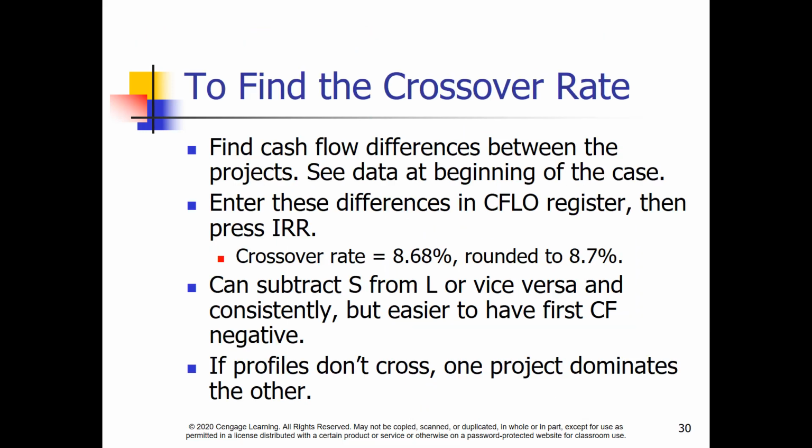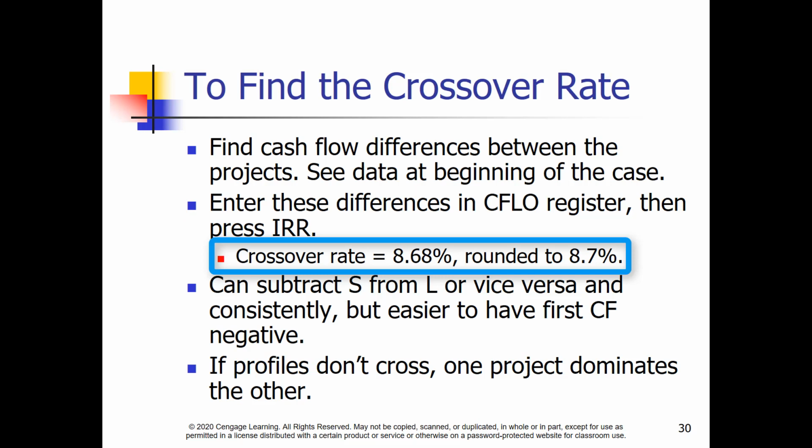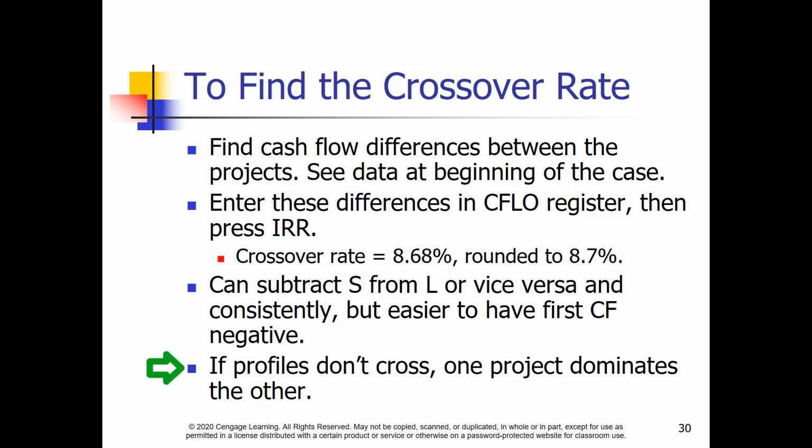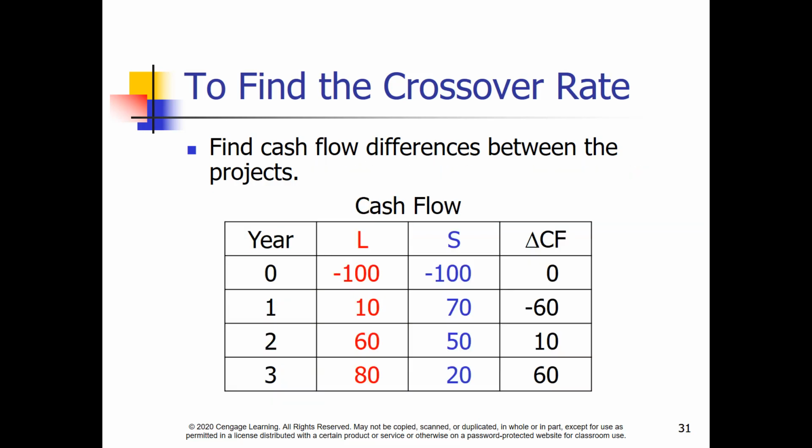To find the crossover rate, compute the difference between the cash flows of the two projects. Doesn't matter which way you subtract. Enter these differences in the cash flow worksheet and solve for IRR. In our example, you'll get 8.7%. If the profiles don't cross, you get an error. There's no conflict. You'll see this on the next slide. We're subtracting L minus S. Enter those in your cash flow worksheet, solve for IRR, or use the Excel IRR function.